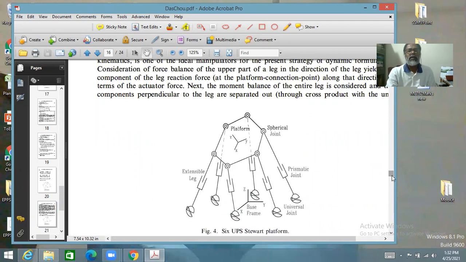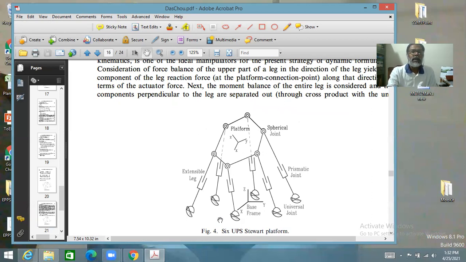Yes. So this manipulator is called a Stewart Platform. Okay. So this is the starting point of the study of parallel manipulators. And the original paper by Stewart was actually published in 1965.